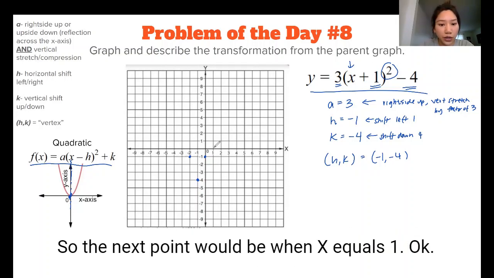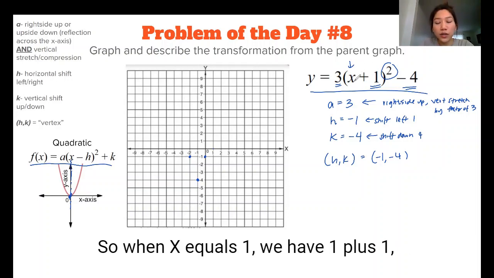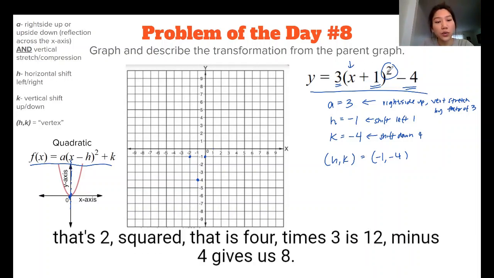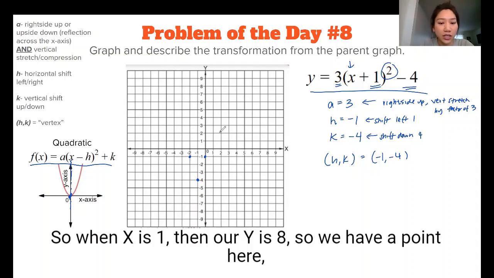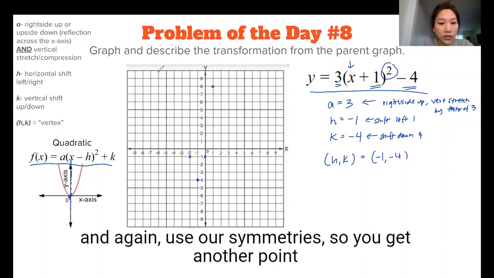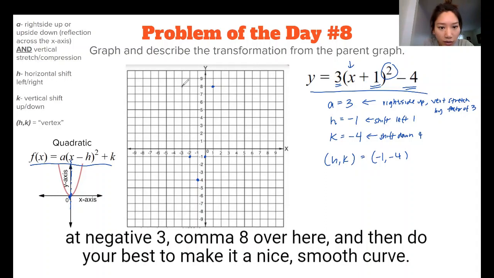So the next point would be when X equals 1. Okay, so when X equals 1, we have 1 plus 1, that's 2, square that is 4, times 3 is 12, -4 gives us 8. So when X is 1, then our Y is 8. So we have a point here, and again, use our symmetries to get another point at -3, 8 over here. And then do your best to make it a nice smooth curve.